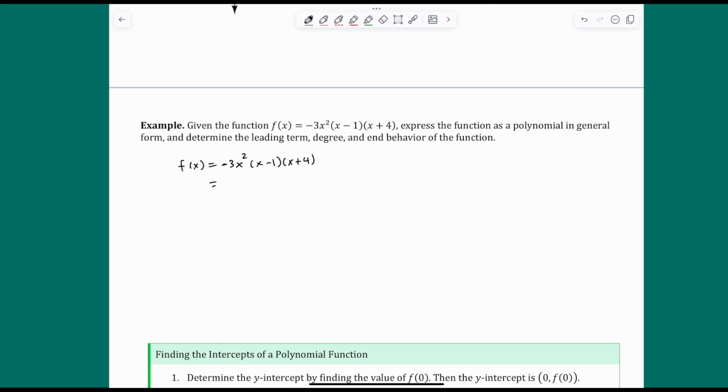Let's multiply the parentheses, so we could FOIL there. Foiling and combining our like terms would give us x squared plus 3x minus 4, and then we could distribute the negative 3x squared to get negative 3x to the 4th minus 9x to the 3rd, and then plus 12x. Okay, so notice the leading term here is negative 3x to the 4th. We have a degree 4 polynomial.